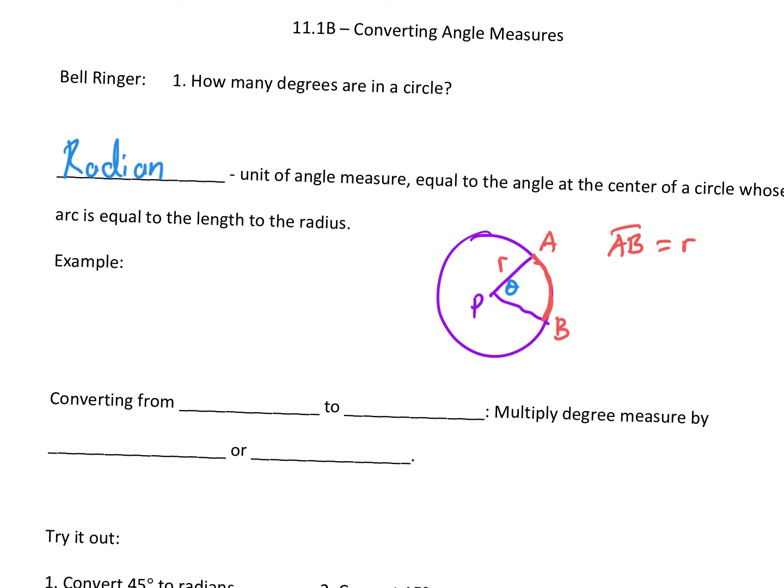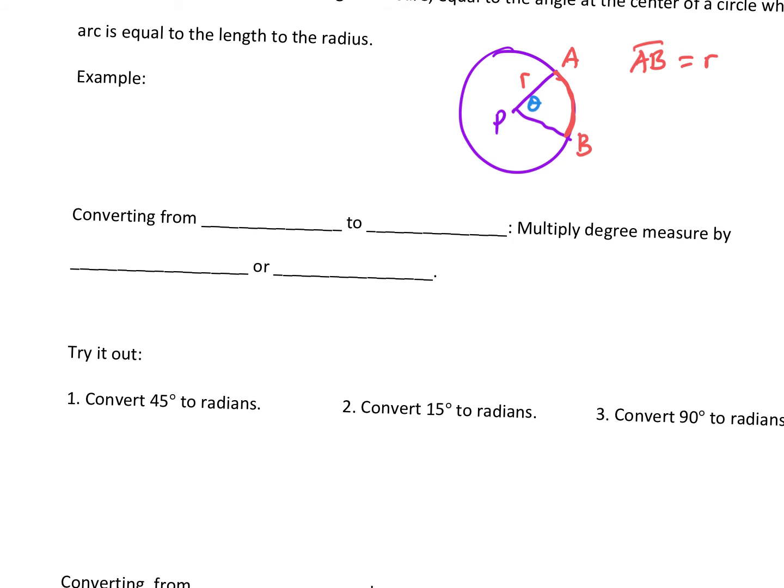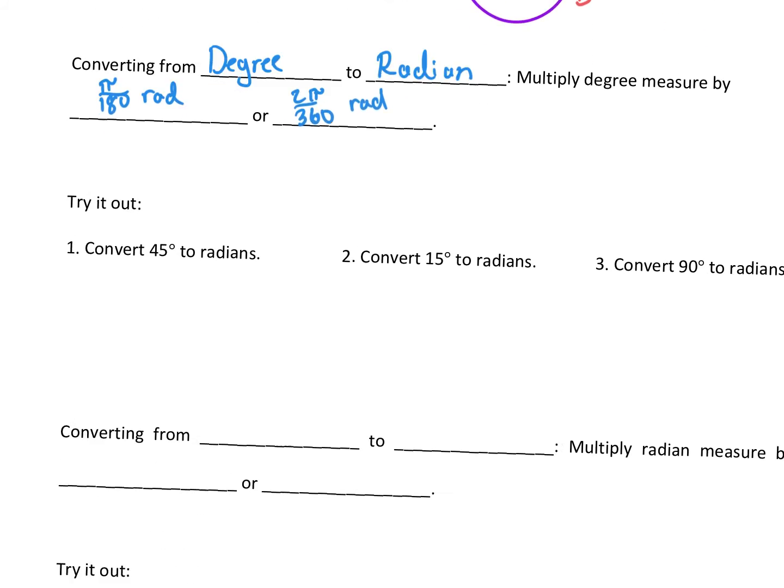But how does that help us? First, I'm going to show you how to convert degrees. Before, we've been working with degrees, but now we're going to convert degrees to radians. In order to do that, there are two ways. My favorite way is just multiplying by pi over 180 and then putting radian at the end. The other way is you can do 2 pi divided by 360 and putting radian at the end. Both ways will work. It's the same number. Pi over 180, 2 pi over 360, it's the same number.